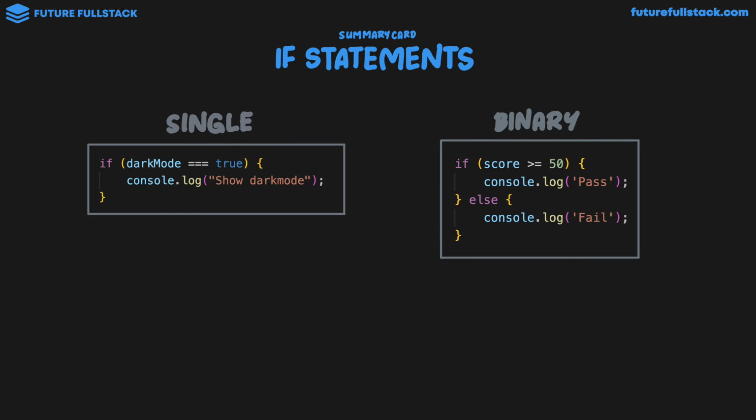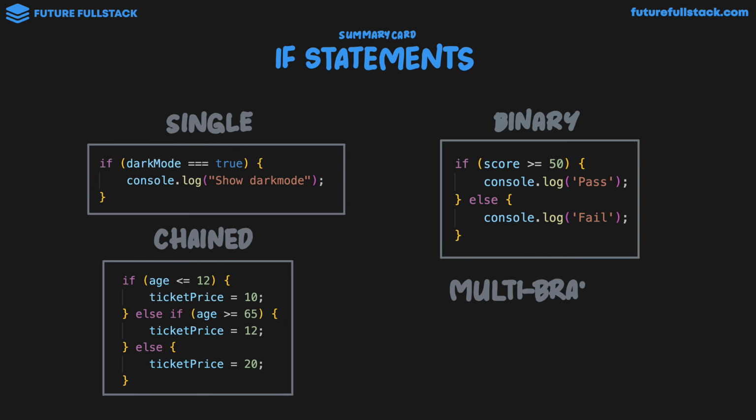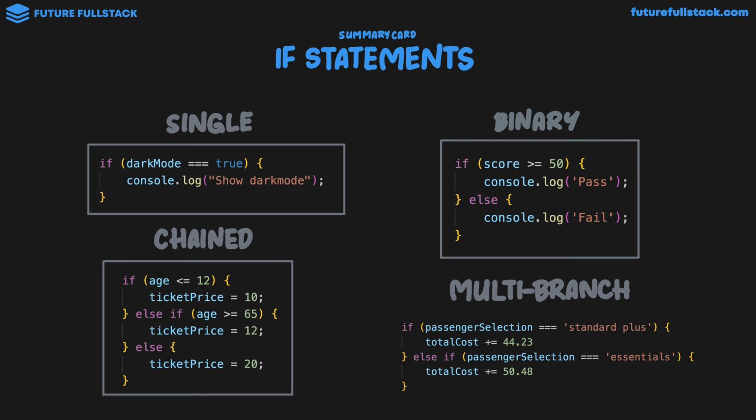The next if statement is called a chained if statement, and it looks like this, where we use the if keyword, the else if keyword as many times as you like, and then a final catch-all else code block. The last if statement is called a multi-branch if statement, and it looks like this, where we use the if keyword and else if keyword as many times as you like, but there is no catch-all else. So I just wanted to end this video by summarizing the different kinds of if statements you could have. And we've seen throughout this video circumstances you'd be using each one.